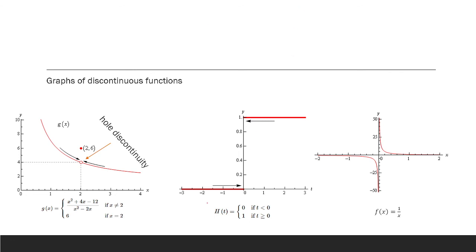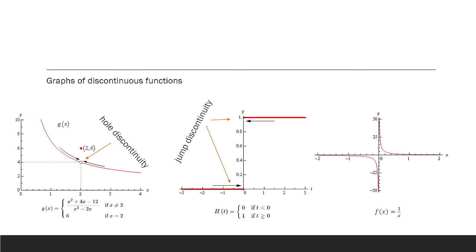Next, the graph of h of t is equal to 0 if t is less than 0 and 1 if t is greater than or equal to 0. Ito rin yung graph na na-discuss din natin kanina. So, mapapansin na hindi rin natin siya pwedeng i-trace because pagdating ko dito, kailangan kong tumalon papunta dito sa 1. So, hindi siya continuous. Now, ang tawag naman natin sa ganitong klase ng discontinuity is jump discontinuity. Kasi, yun nga, tumalon tayo.